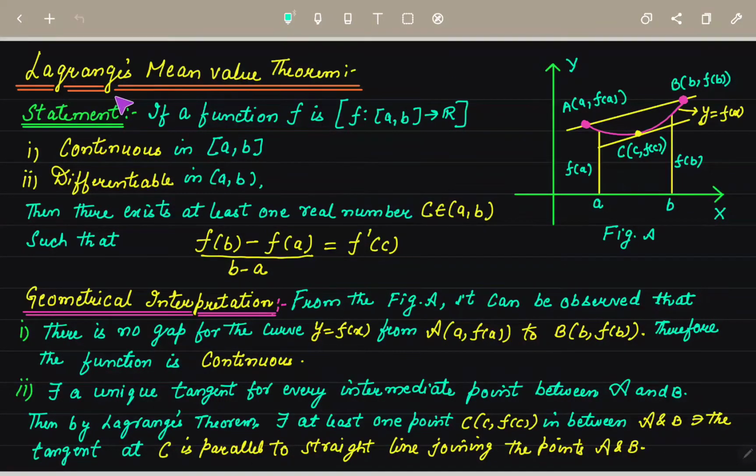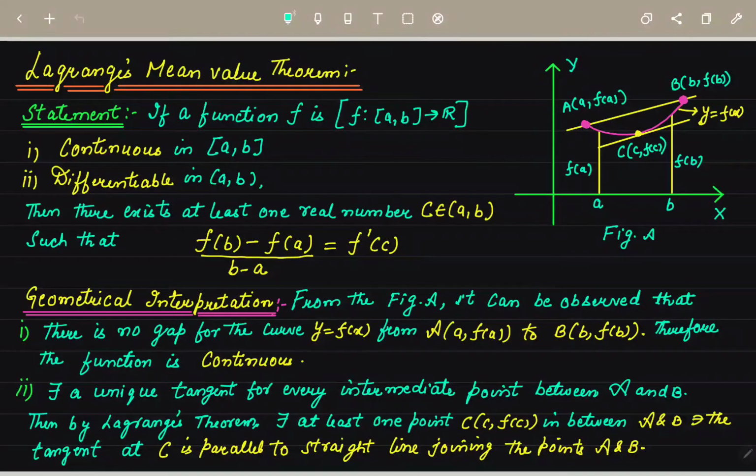Today I am going to teach you Lagrange's mean value theorem. This theorem states that if a function f is continuous in the closed interval [a, b] and differentiable in the open interval (a, b), then there exists at least one real number c which belongs to this open interval (a, b) such that (f(b) minus f(a)) divided by (b minus a) is equal to f dash c.